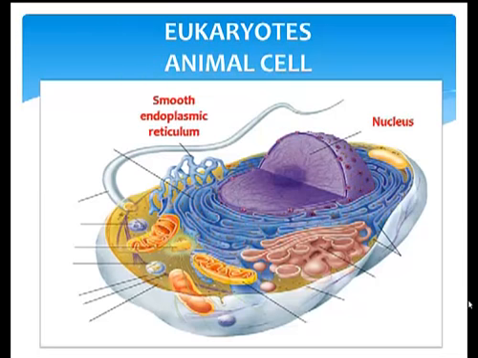Next, we have the smooth endoplasmic reticulum, which for short you can call smooth ER. It has a wide range of functions, including carbohydrate and lipid synthesis. It serves as a transitional area for vesicles that transport ER products to various destinations. Next, we have the rough endoplasmic reticulum, or rough ER for short. It manufactures membranes and secretory proteins.